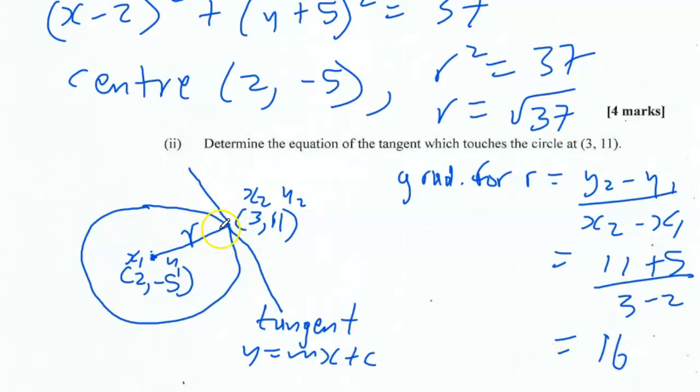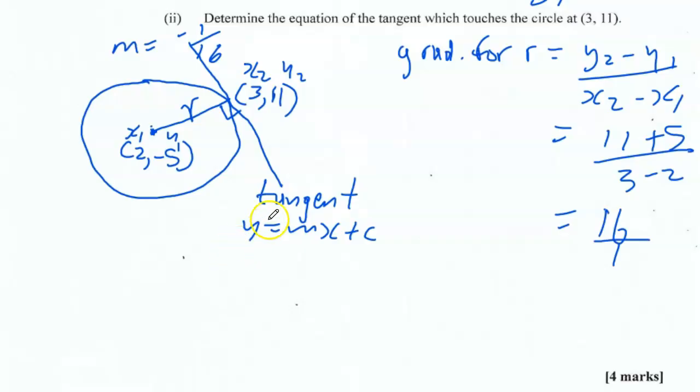Notice from circle theorem, the angle between the radius and the tangent is always a right angle, 90 degrees. So the gradient of the radius is 16, or 16 upon 1. So the gradient of the tangent, which is perpendicular, would be negative 1 upon 16. Remember the tangent is a straight line. All straight lines can be written in the form y equal mx plus c. So we need to get the value of c.